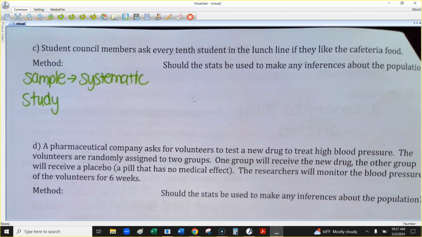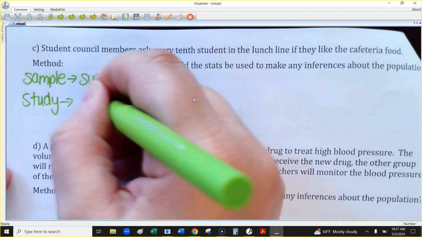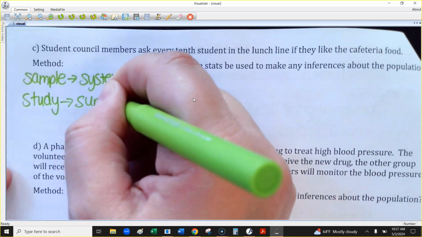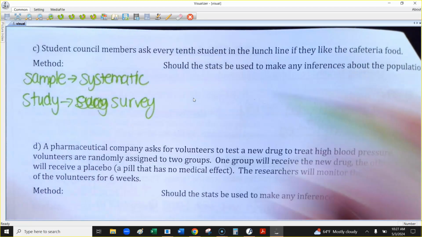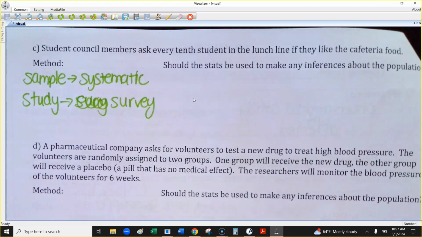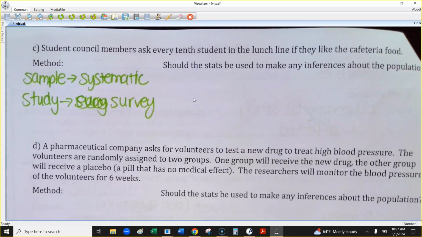What kind of study am I doing here? This is a survey because you're asking a question. Good. And I just tried to spell survey incorrectly. Sorry about that. Okay, so this is a survey. Now, if you're trying to figure out if the people in your school like the cafeteria food, would you say that whatever data they collect here would be decent?